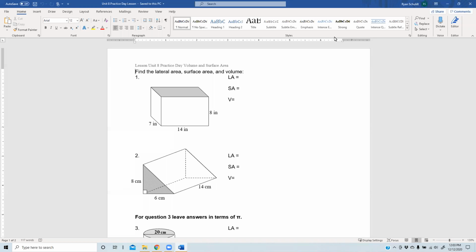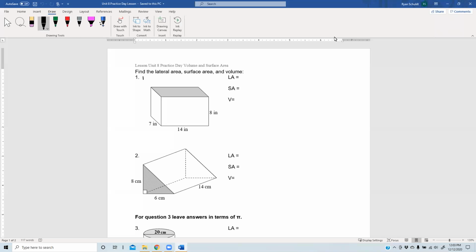On these, like we've been doing the past week, they're going to ask you to find lateral area, total surface area, and volume. As we do it, let's also name the shapes, that way we know what we're dealing with here. So for this first one, what shape is this? This is a rectangular prism.